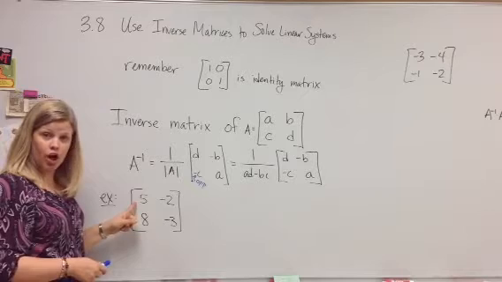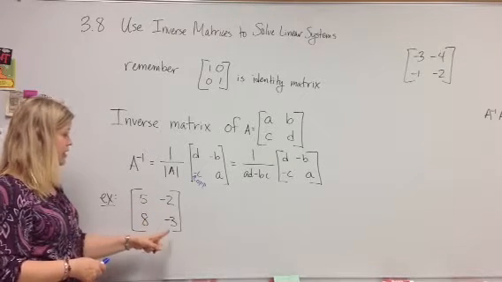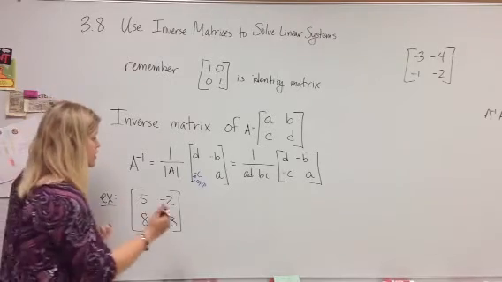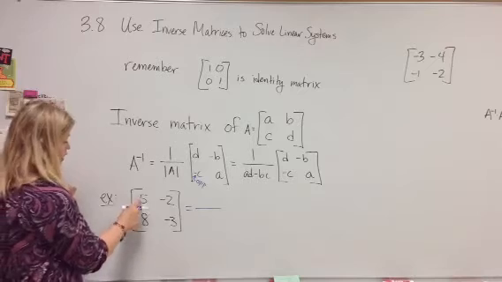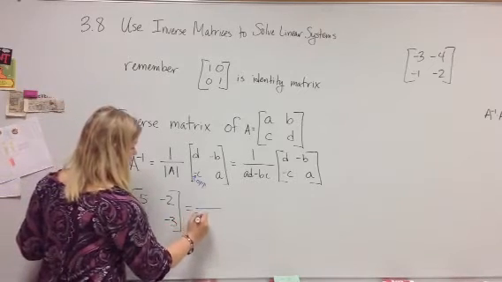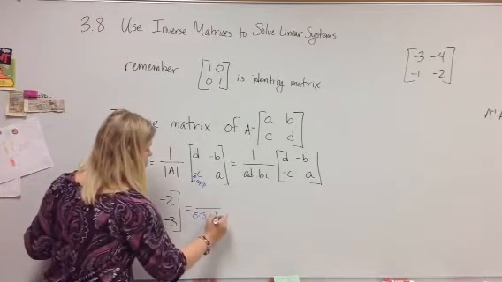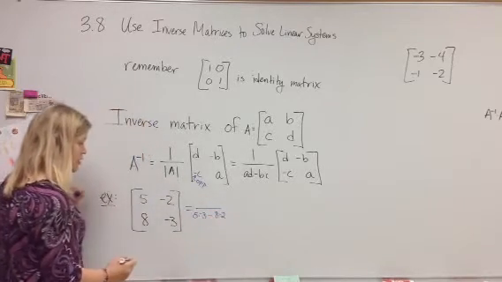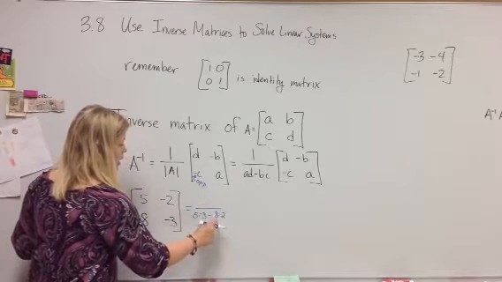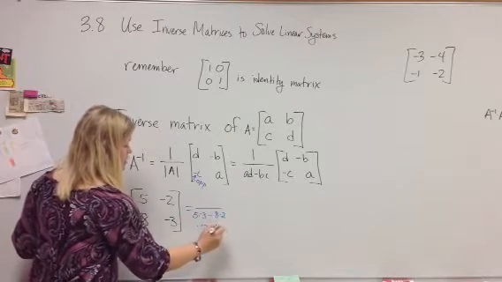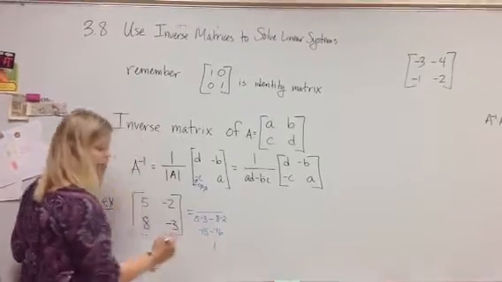Okay, here is our matrix. It's a 2 by 2, and we've got 5, -2, 8, and -3. So the first thing we need to do is figure out the determinant. Well, that's going to be 5 times -3, and from that we're going to subtract 8 times -2. Okay, well, let's do a little more work. 5 times -3, that's -15. 8 times -2 is -16, so -15 plus 16. Hey, that just becomes 1.